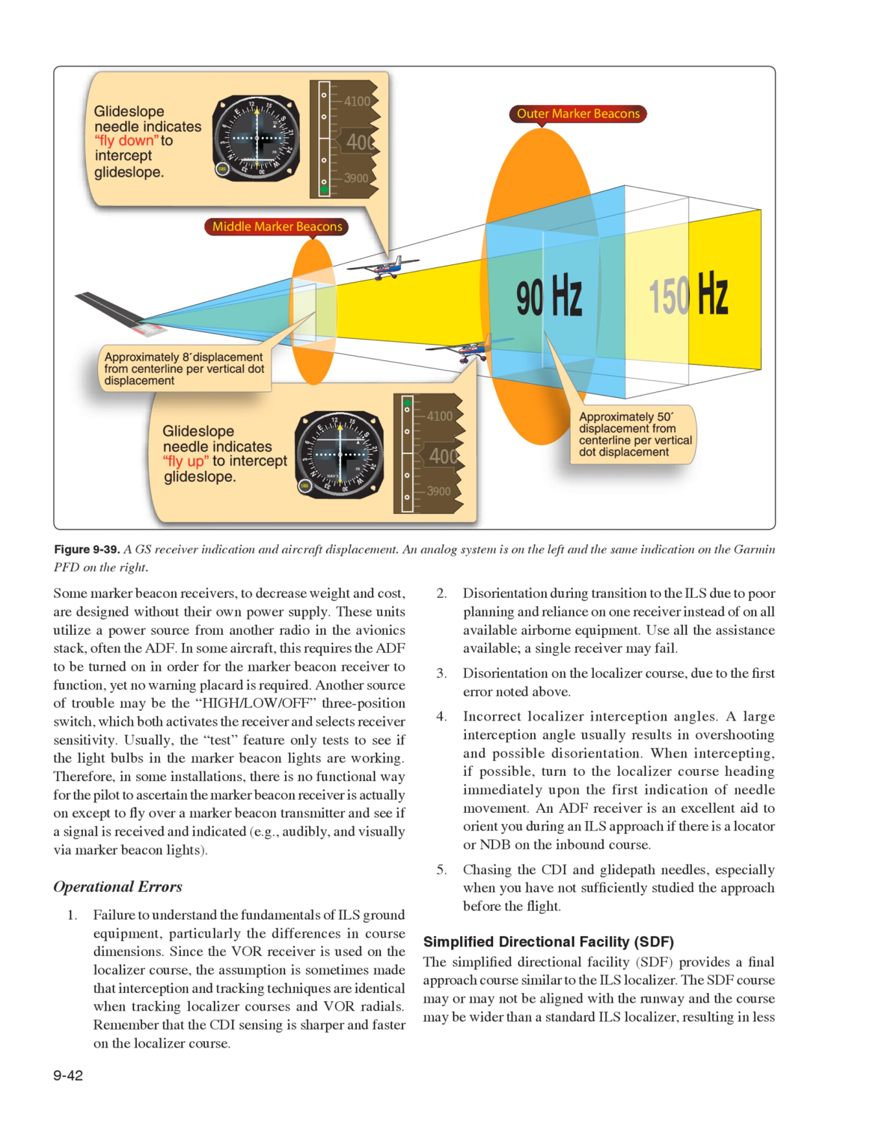When intercepting, if possible, turn to the localizer course heading immediately upon the first indication of needle movement. An ADF receiver is an excellent aid to orient you during an ILS approach if there is a locator or NDB on the inbound course. 5. Chasing the CDI and glide path needles, especially when you have not sufficiently studied the approach before the flight.